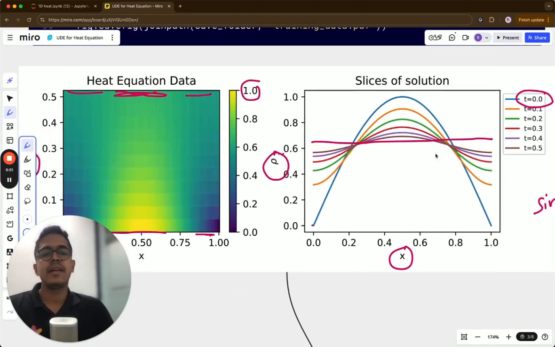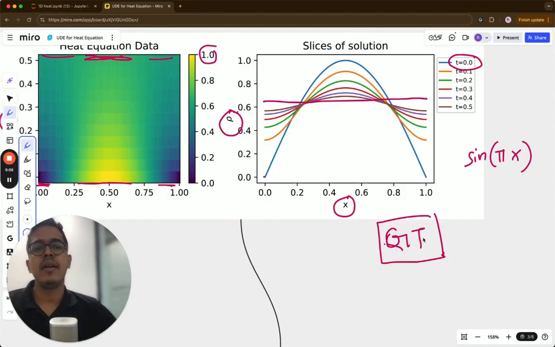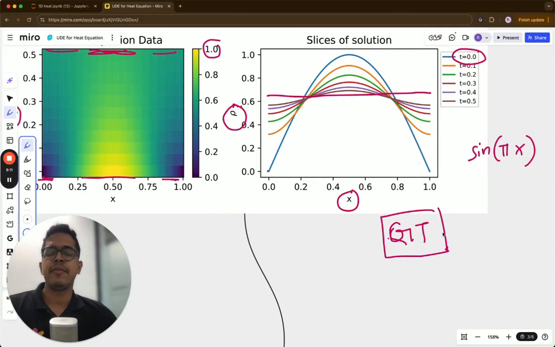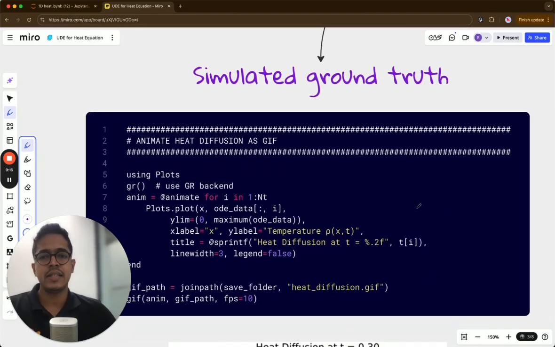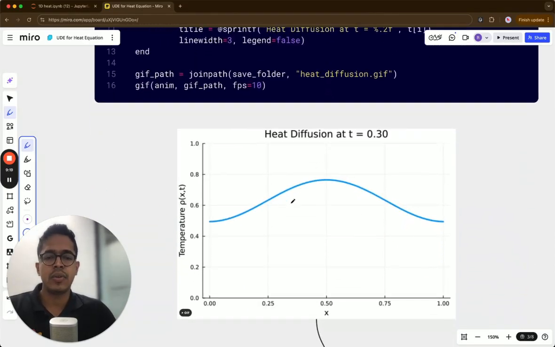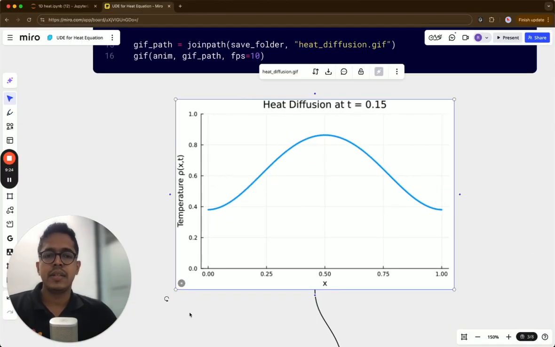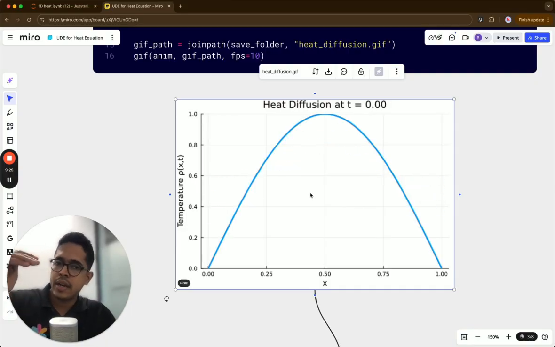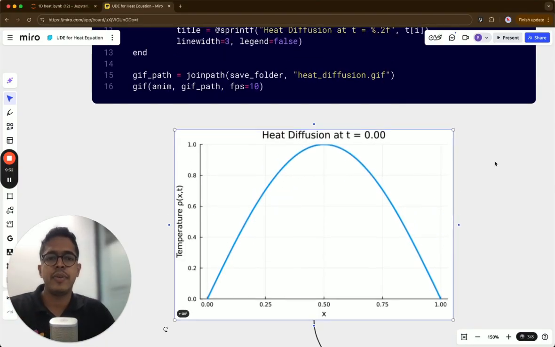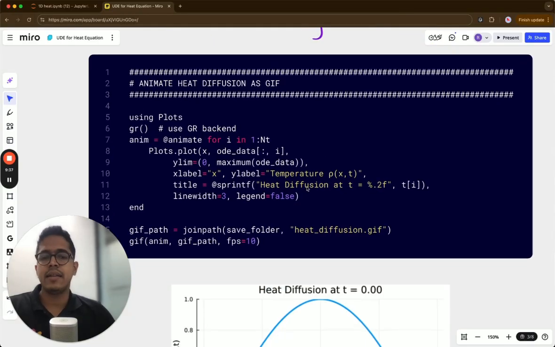So now this is the ground truth data, GT. And this ground truth we'll be using to train our universal partial differential equation neural network. Okay, so let's now look at the simulated ground truth plot as a GIF. I have also converted the simulated ground truth into a GIF. I hope this can be played. Yeah, so this is what happens. As time progresses, cooler regions will heat up, hotter regions will cool down. So this is how the GIF will look. You can also run the code and generate the same GIF.